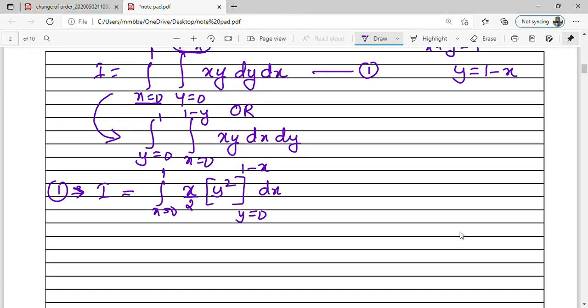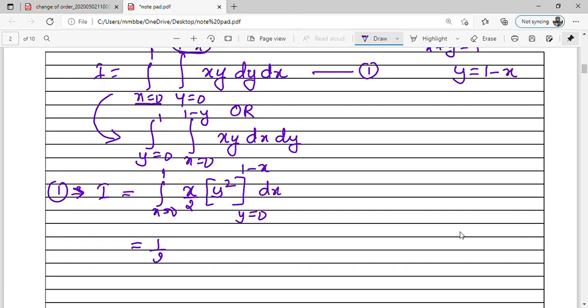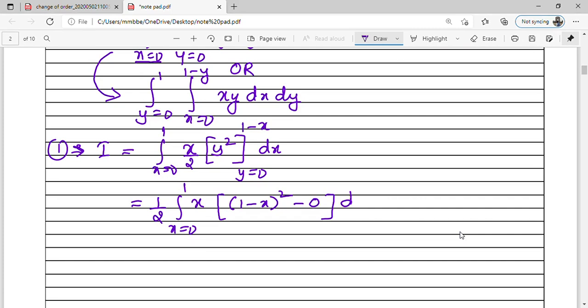So 1 by 2 is a constant, taken outside. x is equal to 0 to 1, x as it is. Now you have to substitute upper limit minus lower limit. Wherever y, we substitute the upper limit, 1 minus x whole square. Wherever y, you substitute the lower limit, 0 square is 0. This is dx as it is.